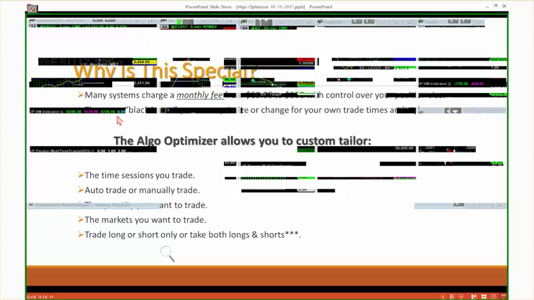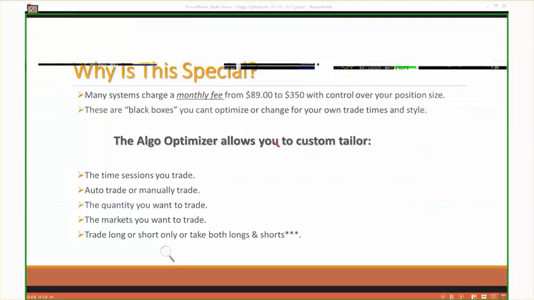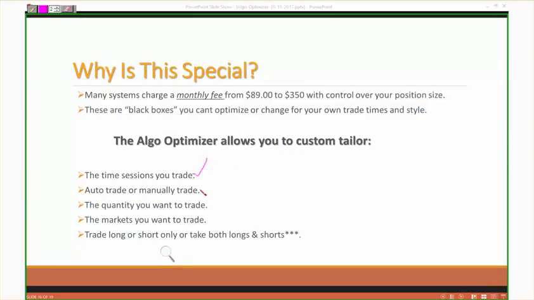Since a lot of trade systems charge a monthly fee, anywhere from $89 to $350 a month, that control your position size. Maybe I've seen, and people have told me, that they have something like $150 a month for E-mini S&P signals, and you can only trade 1 or 2 contracts. Well, this Algo optimizer allows you to custom tailor the sessions you trade, whether you want to auto trade or manually trade it, and the quantity you want to trade. So you're not limited to how many positions you can trade. The markets you want to trade, 1, 2, or all.